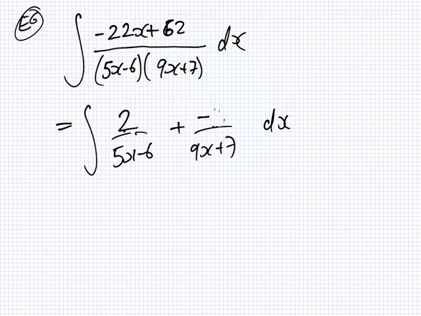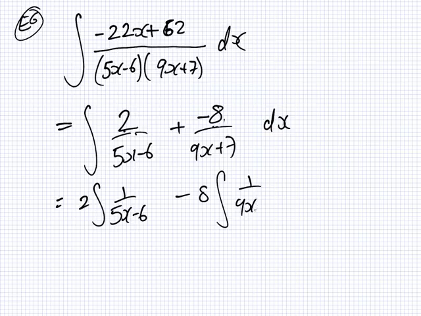Now, I don't usually use this method, but someone was showing it to me, and I think, oh yeah, it's a nice method, but it only works with simple problems, which is the reason I don't usually use it. But because these questions are a little bit longer, I'm trying to think of ways to do them a bit faster. You can change this into 2 integrate 1 over 5x minus 6, minus 8 integrate 1 over 9x plus 7.